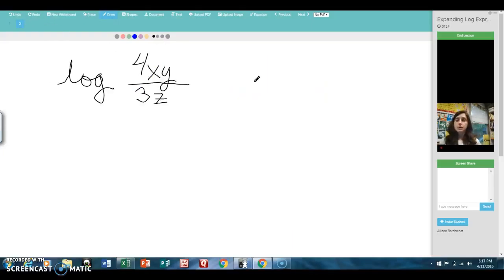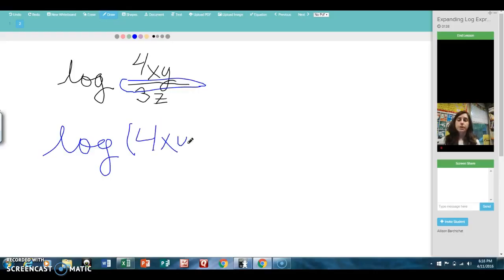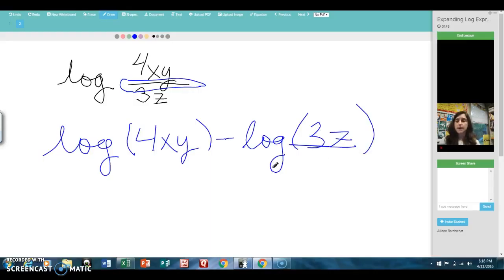Let's take a look at another example. All right. So in this problem, the first thing I'm going to do is deal with this division bar here. So basically, anything that is in the denominator of our fraction is going to wind up being subtracted or negative. And like I said before, it could be any base, could be natural log, could be common log, which is what I have here. And now all of the products are going to be added.